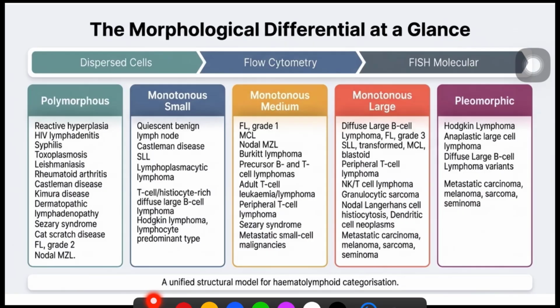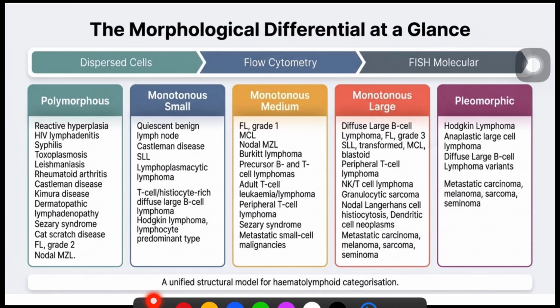So, this is the differential at a glance, where for dispersed cells, whenever you find them, go for flow cytometry or FISH, molecular study, so that you can easily identify whether it is polymorphous, monotonous or pleomorphic pattern. So this is a unified structural model for hematolymphoid categorization. You copy this slide to categorize or to differentiate your smear whenever you do microscopy with this algorithm.